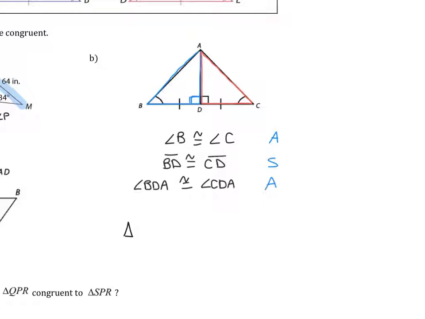So let's say I call the first triangle BAD. I need to match the corresponding parts. B corresponds with C, A corresponds with itself, and D corresponds with itself. So again, by angle side angle congruence, we know that the two triangles are congruent, but we have to list out the parts that are congruent to be thorough.